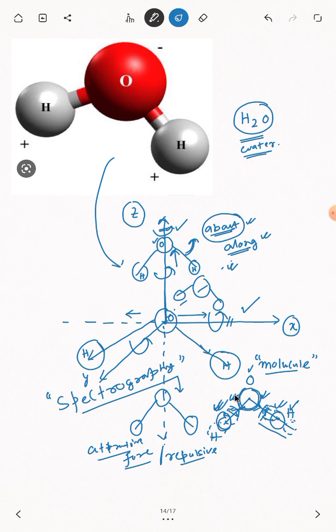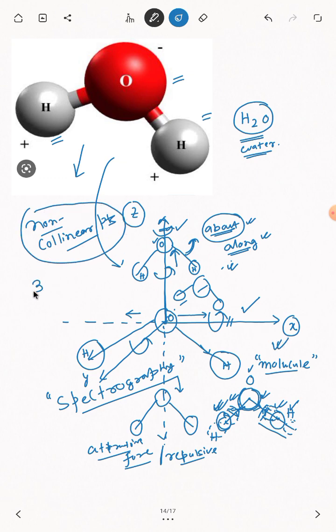Clear? But the beauty of this molecule was, we see these 3 points H, O and H, these are non-collinear. They are not on the same straight line. So when we have a molecule where a non-collinear structure is there, the formula to calculate degree of freedom is always 3n minus 6 for non-collinear molecules.